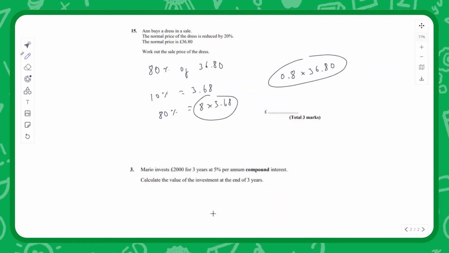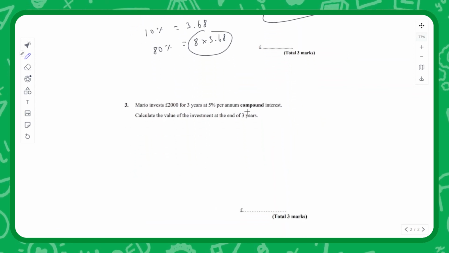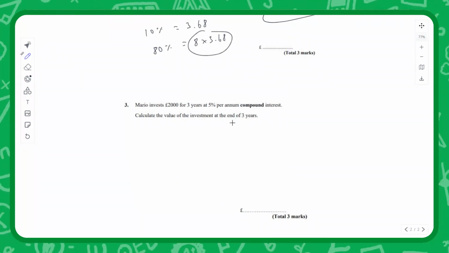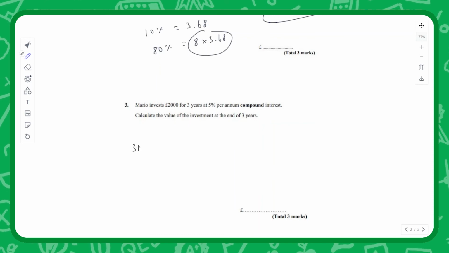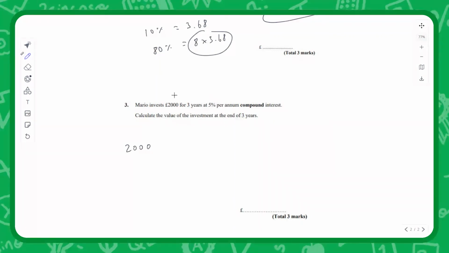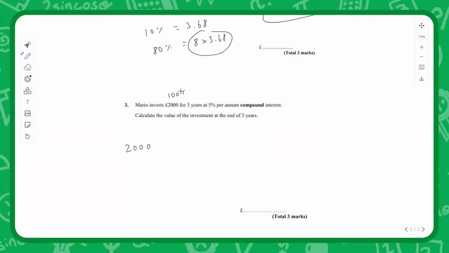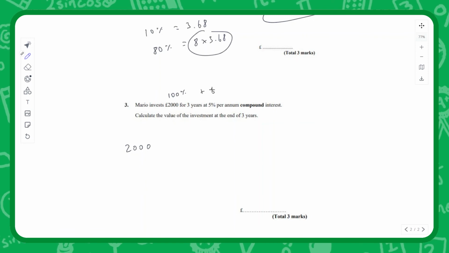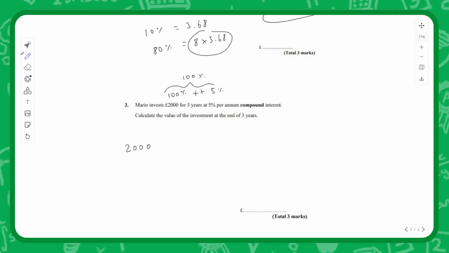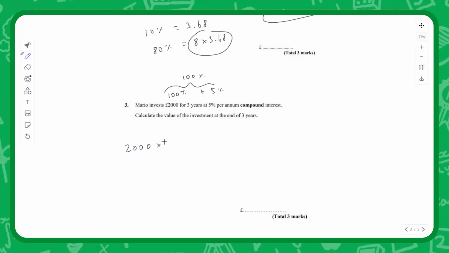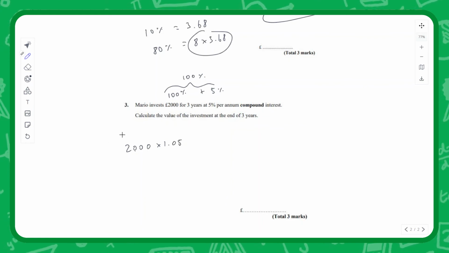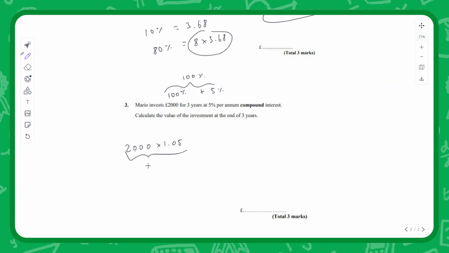Question 3. Mario invests £2,000 for 3 years at 5% per annum compound interest. Calculate the value of the investment at the end of the 3 years. And so we're going to take £2,000. If we're adding on an extra 5%, well, we're taking 100% of our initial investment, adding on another 5%, we end up with a total of 105% after the first year. And so we just take this, times it by 1.05, right? That's 105% as a decimal. And that's the end of our first year.